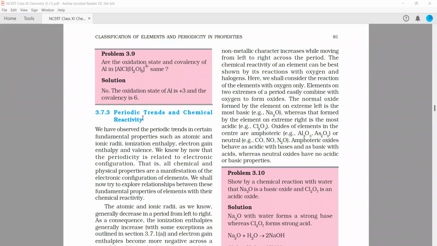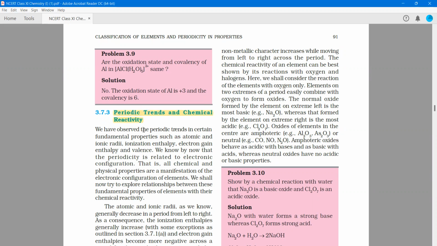Now we will be talking about the last topic of this chapter, which is the periodic trends and the chemical reactivities. We have observed the periodic trends in certain fundamental properties such as atomic and ionic radii, ionization enthalpy, electron gain enthalpy, and valence. So we have already dealt with all these physical properties, right? We know by now that the periodicity is related to the electronic configuration. This is the most important line in this chapter because everything depends upon the electronic configuration. That is how the periodic table is made. All the chemical and physical properties are a manifestation of the electronic configuration of the elements.